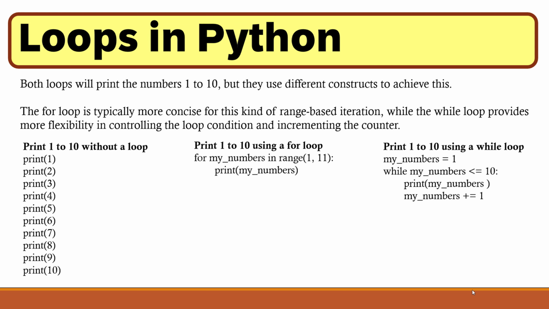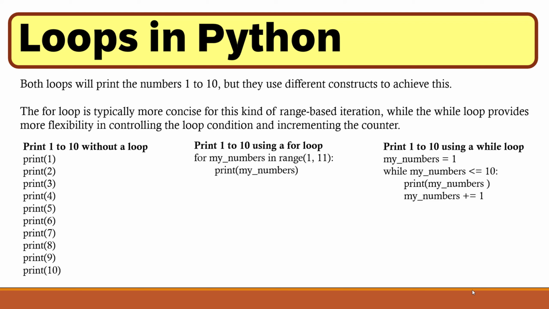In this slide, I've got a very simple example of printing numbers from 1 to 10 without using a loop. And then in the middle, we have a for loop, which shows how we do the same thing using a for loop. And we can see how many lines we save of writing the same code repeatedly. Now we can also do this using a while loop, and on the right hand side we can see that. But typically for this kind of scenario, the for loop is more concise for this kind of range-based iteration. But the while loop provides more flexibility in controlling the loop condition and incrementing the counter.